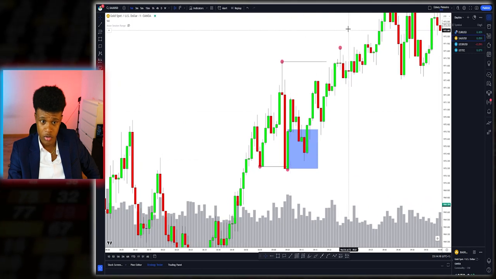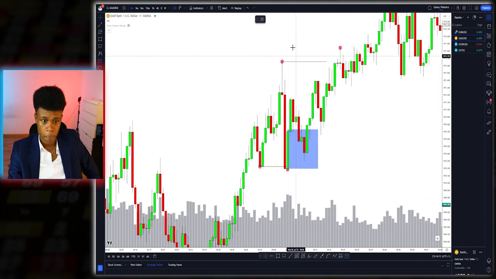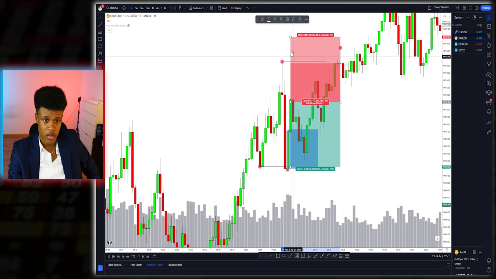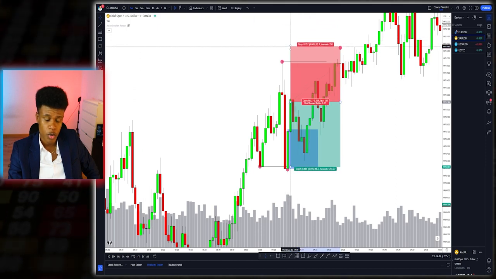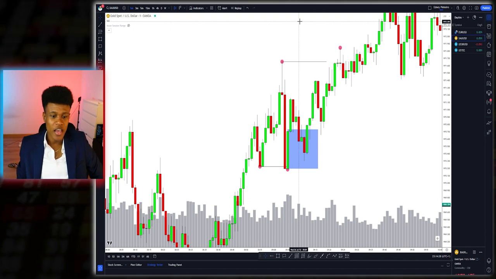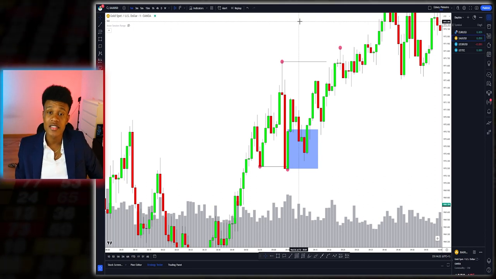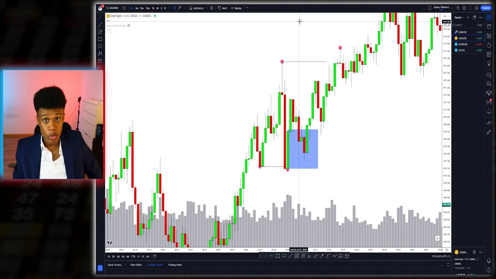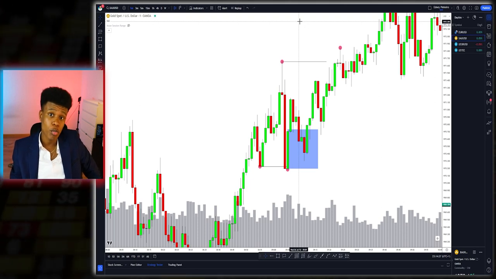And we can see clearly here, if you tried to take this entry, let's say right here, you would get a stop loss. Beautiful stop loss, by the way. So yeah, I hope you guys understood this part. And let's talk now about liquidity. That is also another important summary.